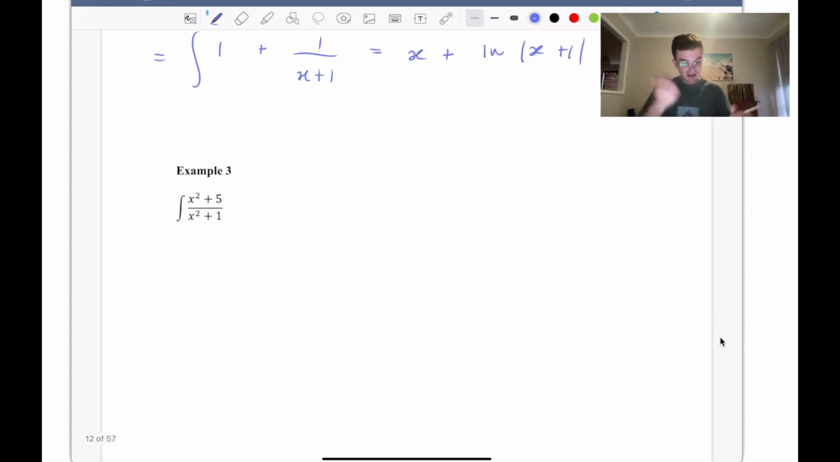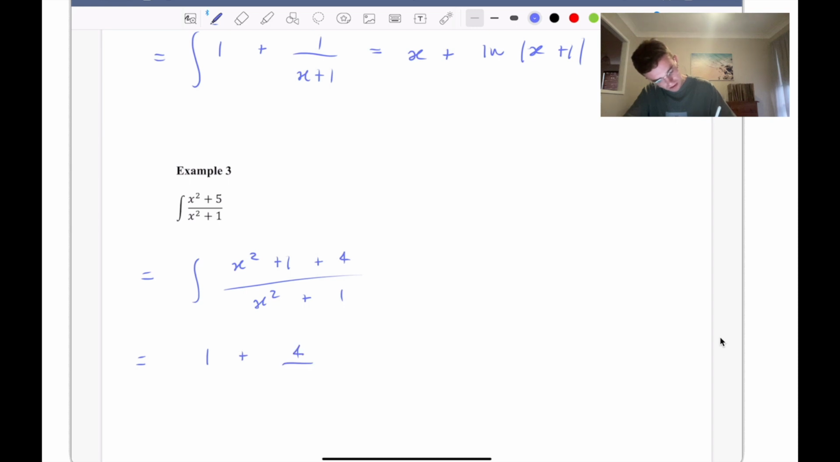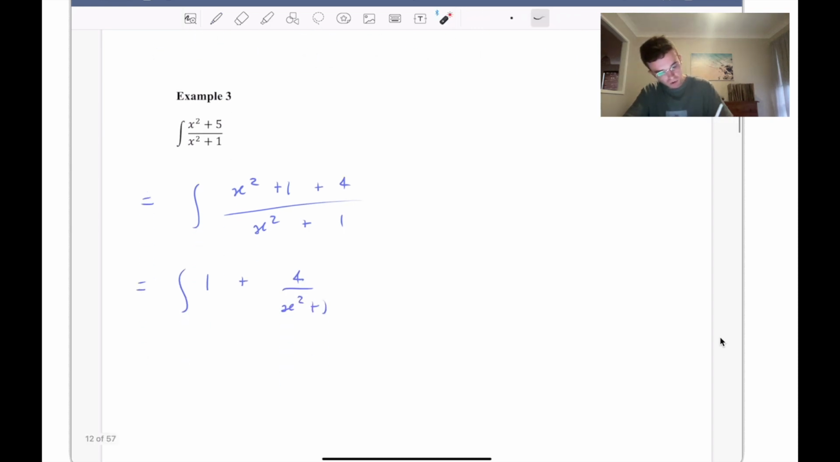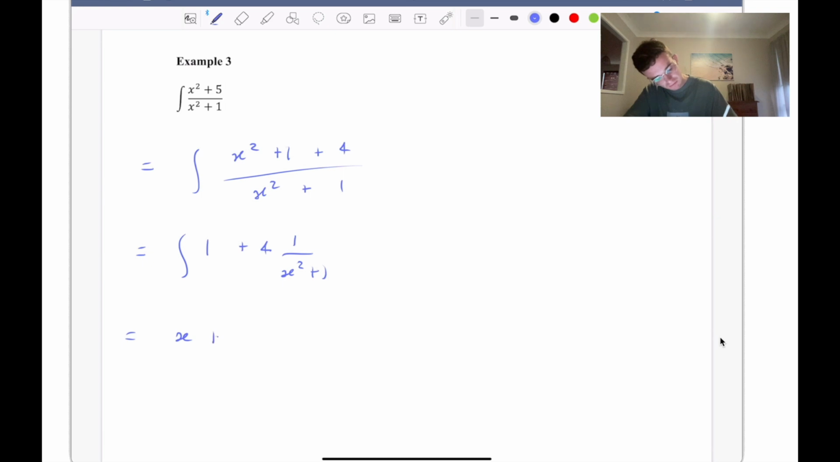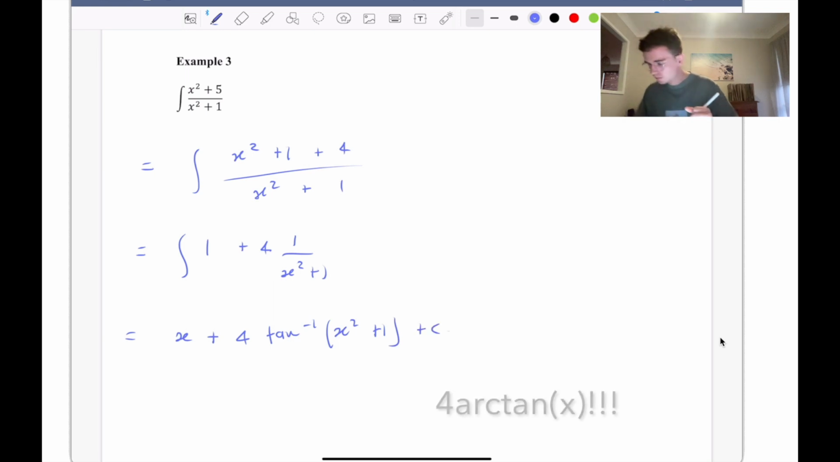Example 3, we've got the same scenario. So this would be the integral of x squared plus 1 plus 4 over x squared plus 1, which is 1 plus 4 on x squared plus 1. And this is just 4 lots of the tan inverse integral. So this is x plus 4 lots of tan inverse, or arctan, of x plus c.